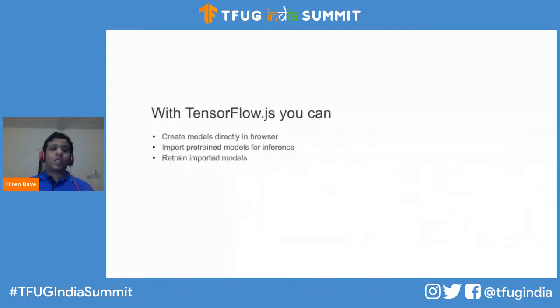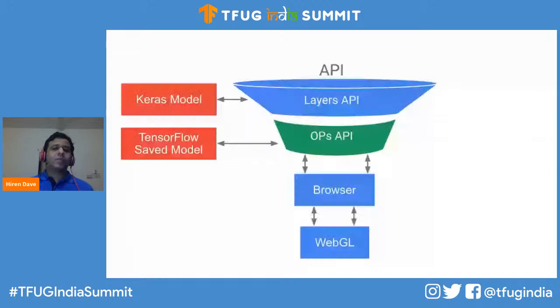So these are all the capabilities you can gain from TensorFlow.js. Now let's understand a bit about the TensorFlow.js architecture. This is how TensorFlow.js works. At the top level, you have the layers API, which is supported by Keras models. And at the bottom, you have the ops API, which we call the operations API, that is supported by the TensorFlow served model. And then this operations API directly works with the browser.